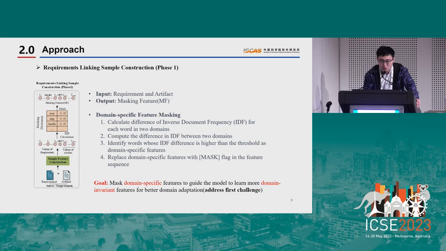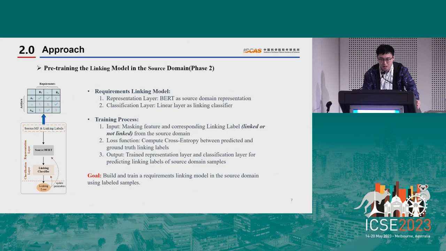feature sequence. Step 2 aims to build and train a requirements linking model in the source domain using labeled samples. The requirements linking model consists of two layers, the representation layer and the classification layer.